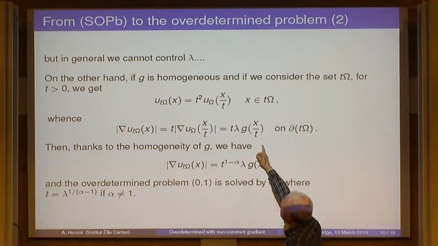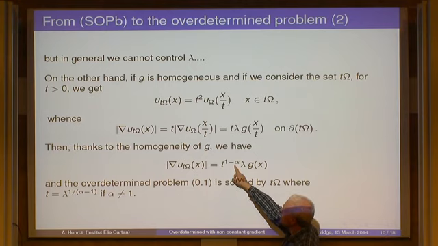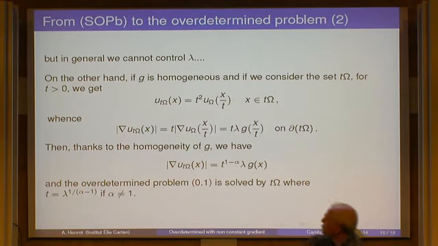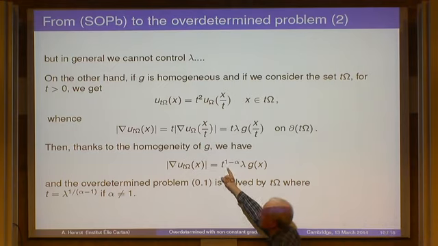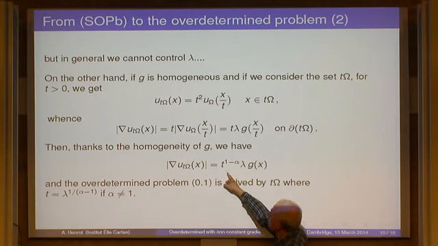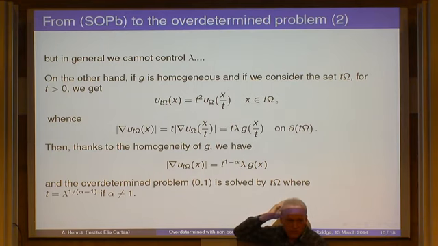So now I use the homogeneity of j. J of x over t is t to the minus alpha times j of x. So what you get here is t to the power of minus 1 minus alpha, times lambda, times j of x, and obviously you can choose t as soon as alpha is not equal to 1. You can choose a unique t for which this product is equal to 1, and you have a solution.